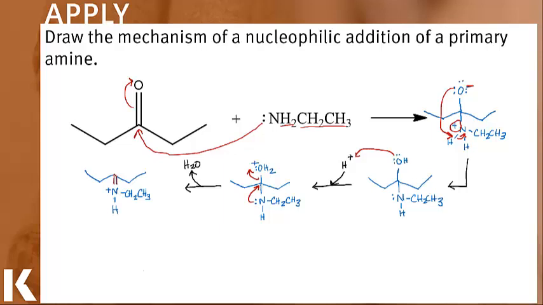Once again, my nitrogen is positively charged, which is not its favorite. So what's going to happen is this hydrogen is going to leave the molecule, and I'm going to reform my acid catalyst. So notice the hydrogen's leaving. And this gives me an imine. Remember that when we do a primary amine as our nucleophile, we get an imine.